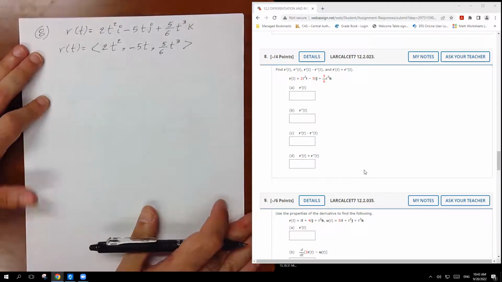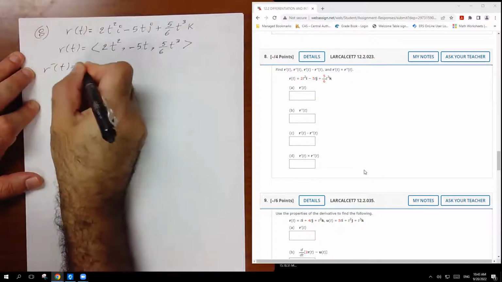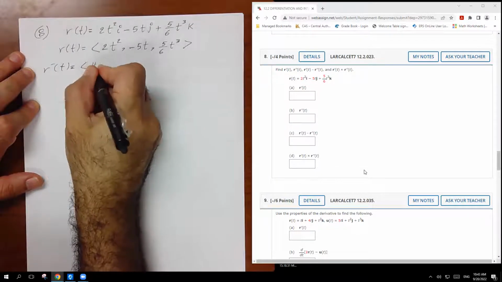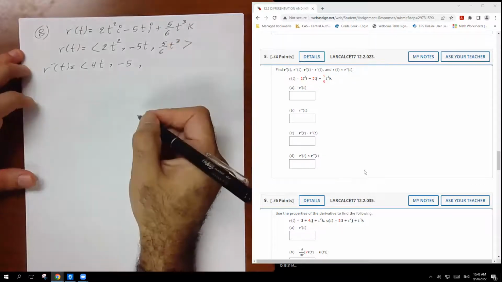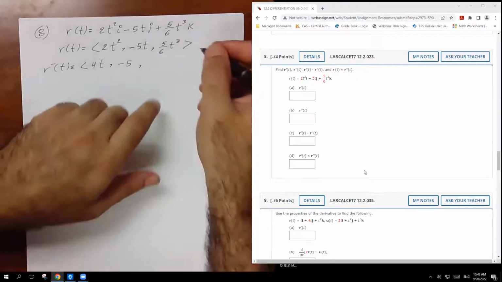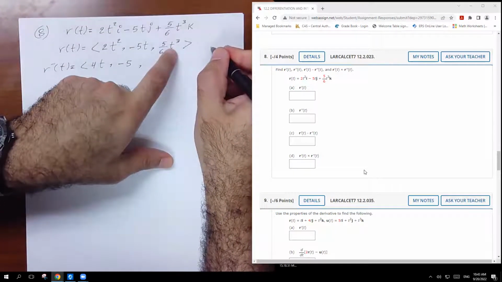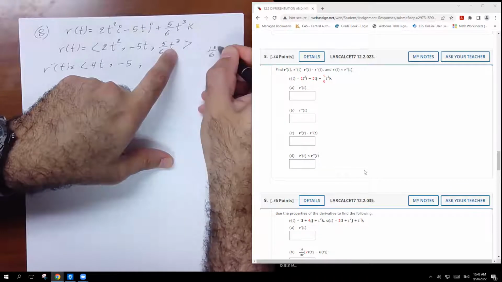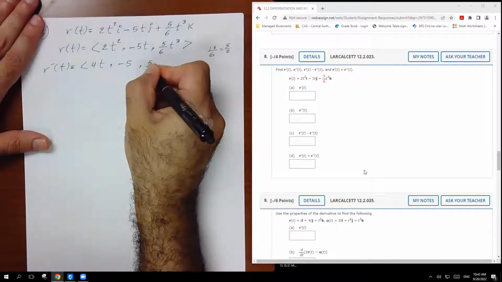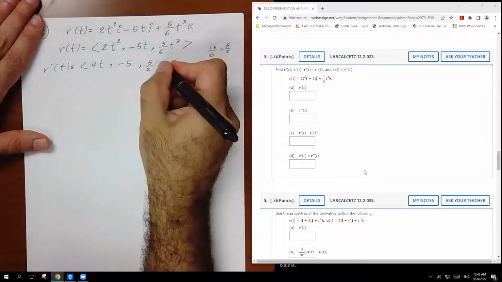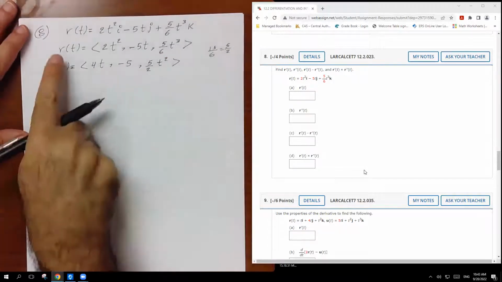Now the first thing, we need to find the prime. So r prime of t is going to be 4t, and it's going to be negative 5. And the third one, be careful when you're taking the prime for this one, because it's going to be this one times 3. That means 15 over 6, which is equal to 5 over 2. So this one is going to be 5 over 2 t squared. So this is r of t, this is the prime.